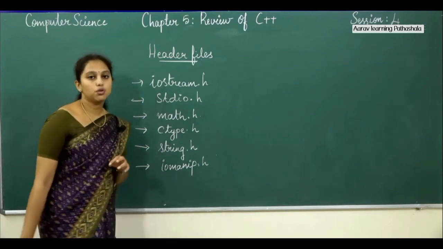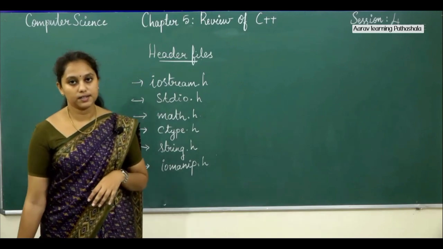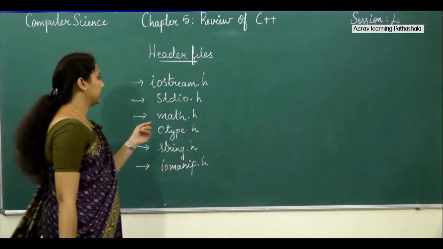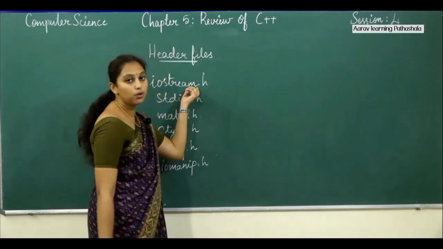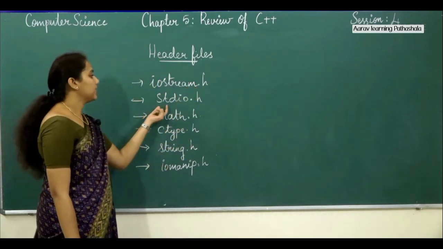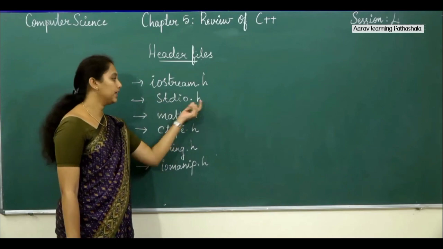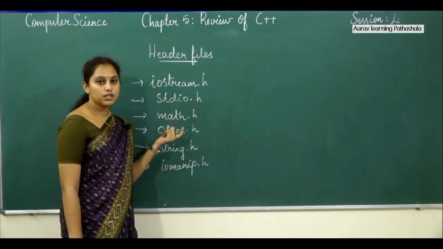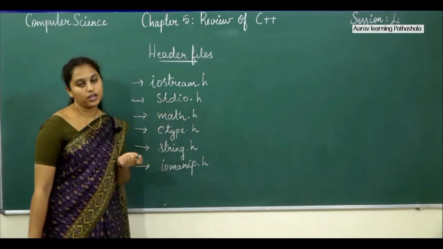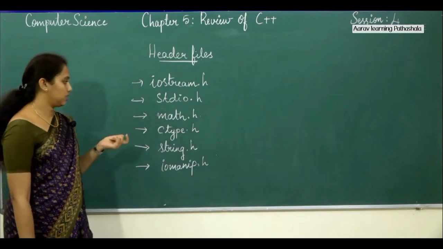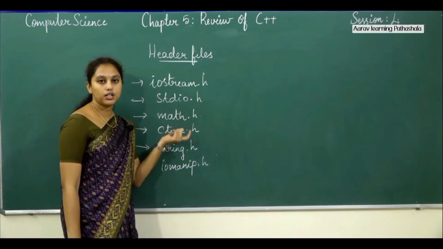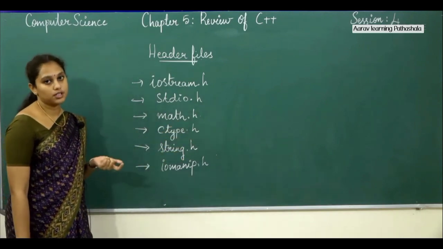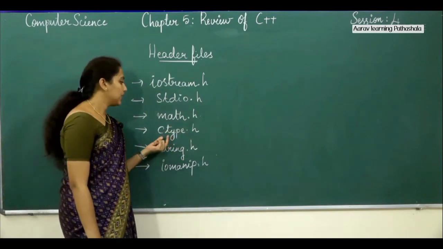So what does iostream.h header file contain? This header file contains C++ stream and IO routines. stdio.h. This header file contains functions and macros for input-output operations. Math.h. This header file is used when we are using mathematical functions in our program.